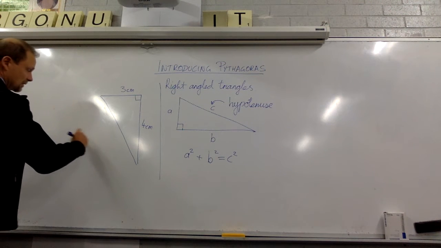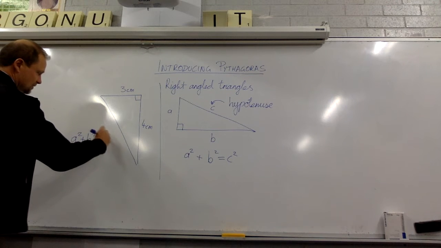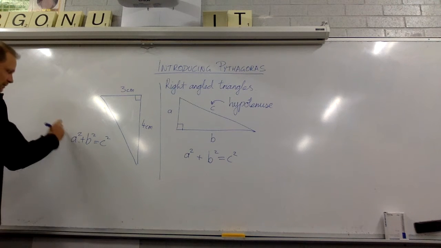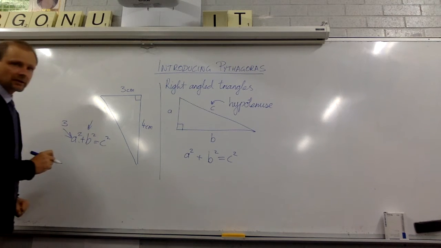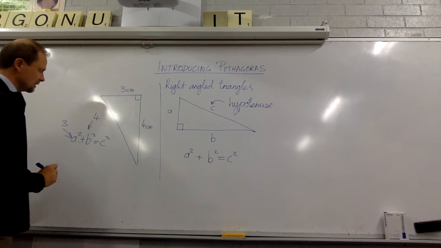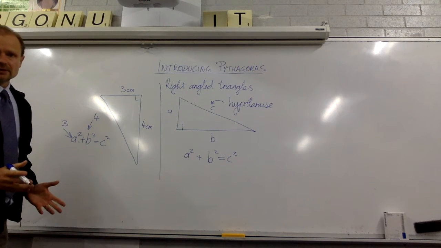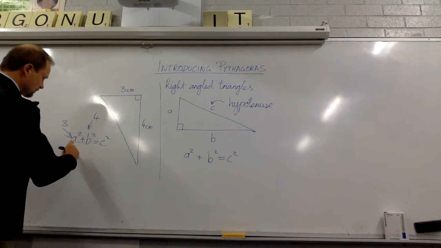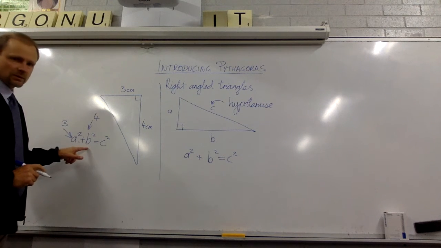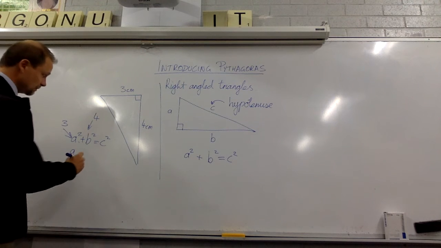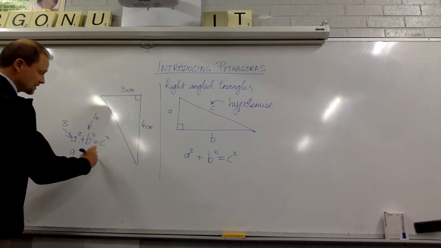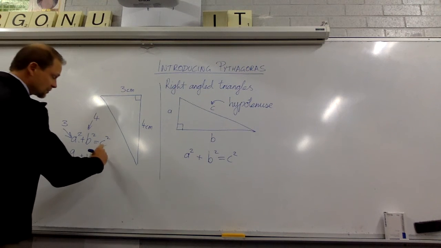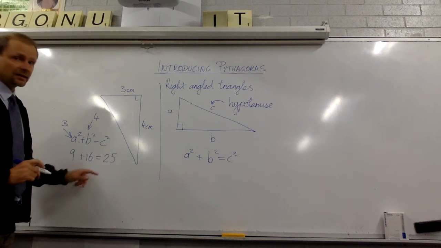I'm going to go A squared plus B squared equals C squared. I put a 3 in here, that's where my 3 is going, and in here, you guessed it, that's where my 4 is going. So what's 3 squared? You know what the answer is. 3 squared is 9. 4 squared, what's 4 squared? 16. Easy. Put the plus in the middle. 9 and 16 equals 25. Very good.